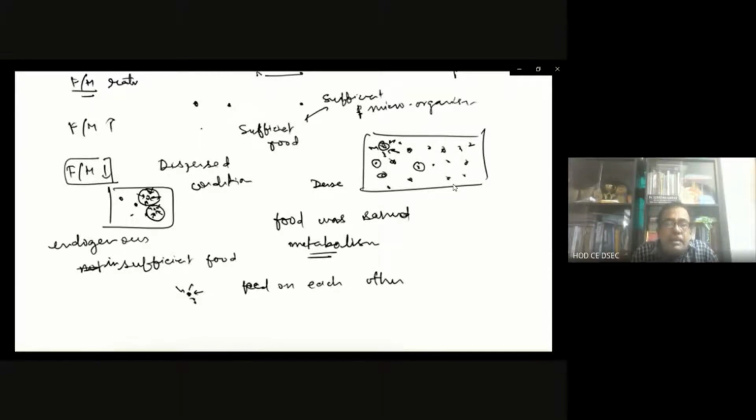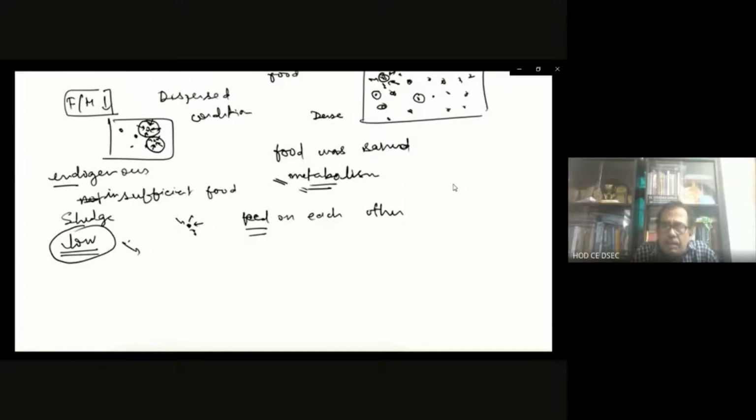So this is the basic difference between the activated sludge process and the oxidation ditch, that is the extended aeration system, because here the sludge quantity is very less, and the handling of the sludge is also very easy, and it can be converted into the sludge drying bed. And the dense, as I have told you, F by M ratio is very less, so it can produce the dense sludge.